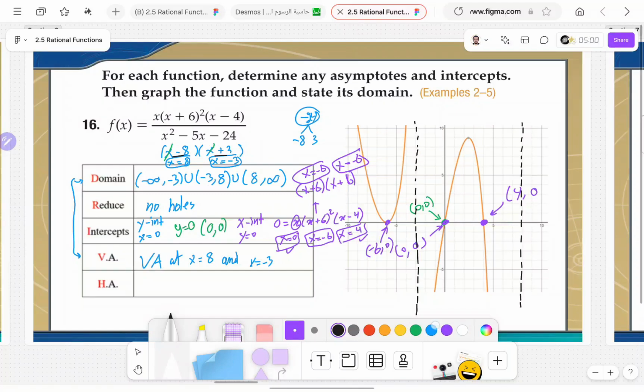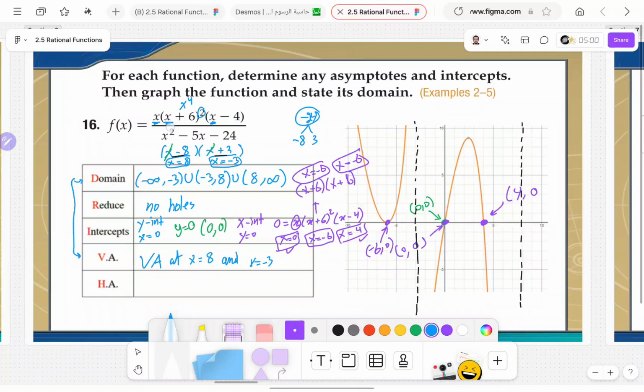Now how about the horizontal asymptote? For the horizontal asymptote, look at the powers. As you can see, I have one x here, and here it's not 1 x because it's squared, so I have 2 x's here. So 1 x and 2 x's make x cubed, and I have another x here, so x to the power of 4. And here down, same thing.